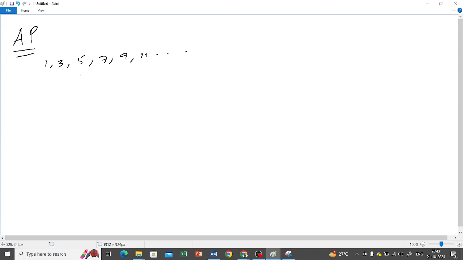So there is a common difference. If an AP series is given, then what is the nth term of an AP series, or what is the rth term of an AP series? Tell me the formula, Shritama. What is the formula for rth term of an AP series?